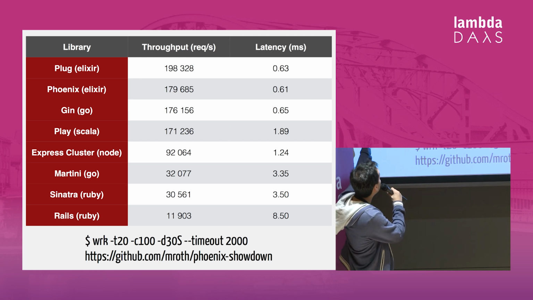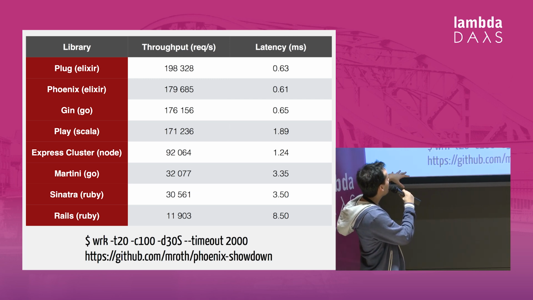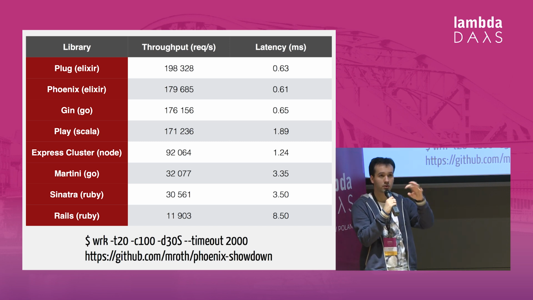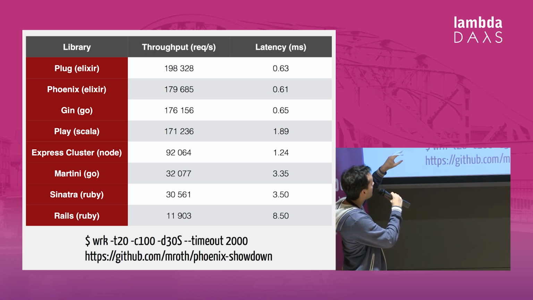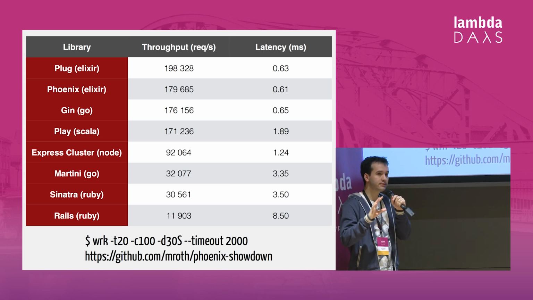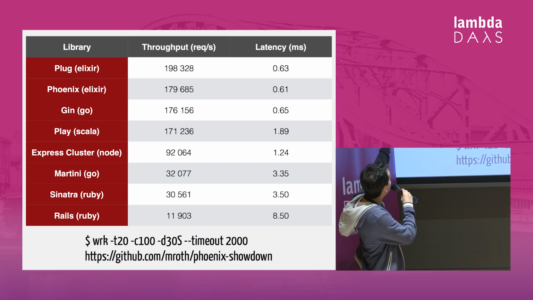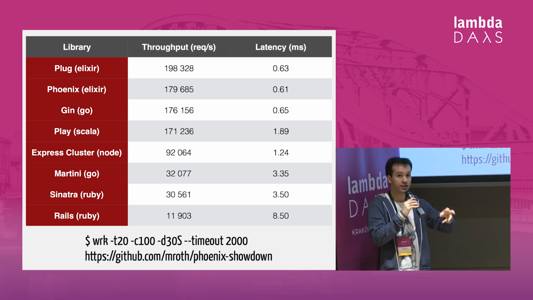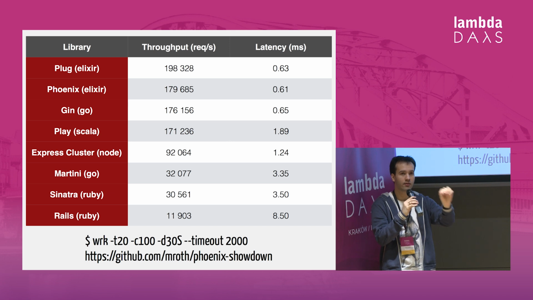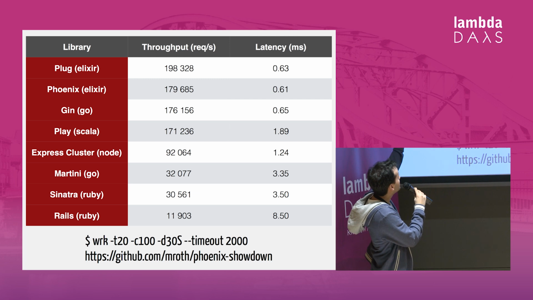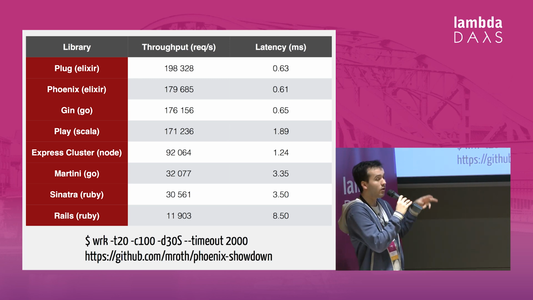So here at the top, and this is a machine, if I remember correctly, with 10 or 20 cores, okay? So at the top, we have Plug, which is a very thin abstraction in Elixir around the web server. And you can see that it gets 200,000 requests per second, okay? And what is really interesting about those numbers is that Phoenix comes right after. An interesting thing is that Plug is a very thin abstraction, and Phoenix is a web framework. And even though it is a web framework and adds things like flash, session, security concerns, the impact it has on the throughput is only 10%, right?